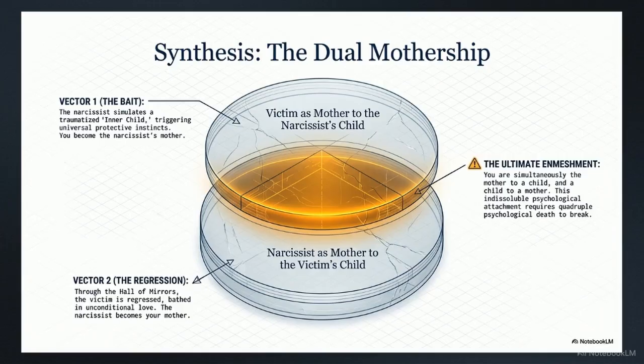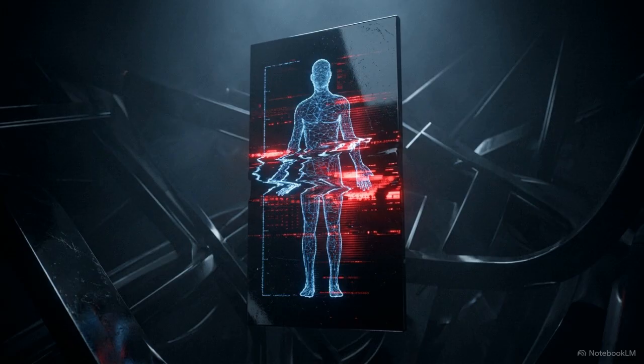This graphic reveals the resulting dual mothership. Sarah becomes a mother figure to the narcissist's child, while the narcissist simulates a mother figure to Sarah's inner child. This system fails when Sarah's human imperfections contradict the flawless snapshot, causing unbearable psychological dissonance for David.